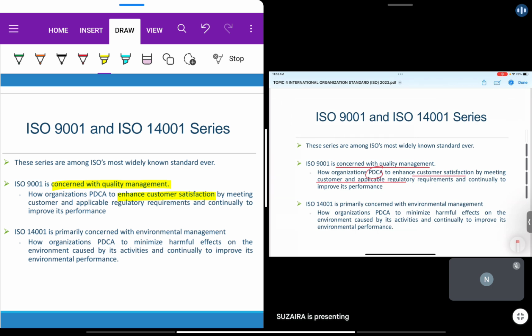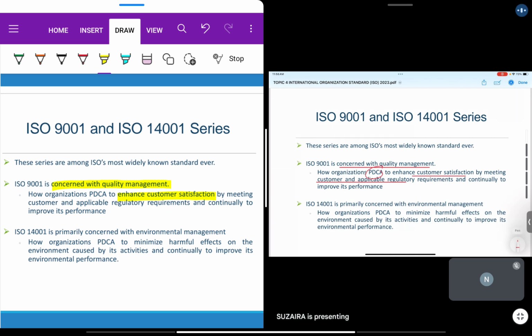So it is more towards handling customers. Even though we have the everyday process, all the documentation, and all kinds of forms, whenever you talk about a quality management system, it is more towards enhancing customer satisfaction. So it will be included under 9,001.